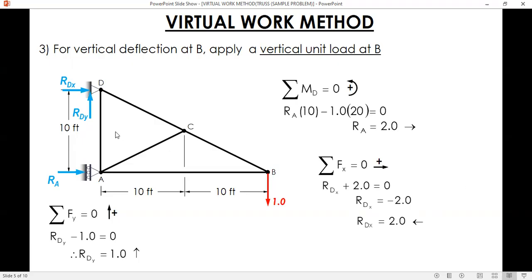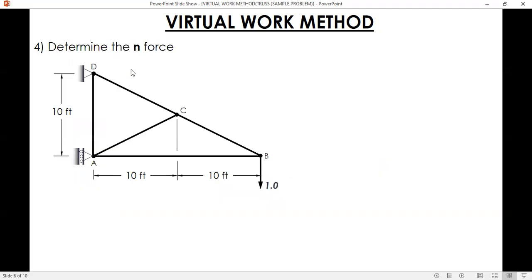Okay, so with the known reactions, we can now solve for the bar force of the members using method of joints. We denote it as small n. Okay. Force of members due to a vertical load. So the reactions are this one, two to the left and 1 upward. And same with the real loads, we start at joint B and then we jump to joint D and then next is joint A. So joint B, 1 downward, unknown is BA, unknown is BC.